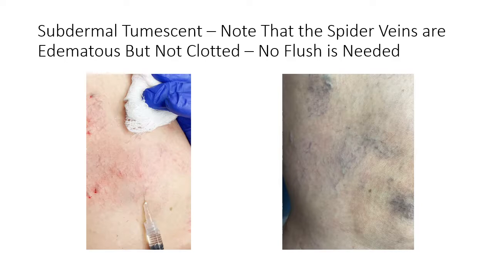Now, this is the appearance after doing the foam sclerotherapy. At this point, we're doing subdermal tumescent. You can see on the left that the spider veins, some of them are barely visible, others are somewhat edematous, but not clotted. Hence, there's no need to flush here. Now, I saw this patient acutely and her vessels were small and red. I would do tumescent first and see her back in a month. But since these are quite dilated and have a lot of blood volume, I decided to treat this when I first saw her. She'll get a better result quicker.